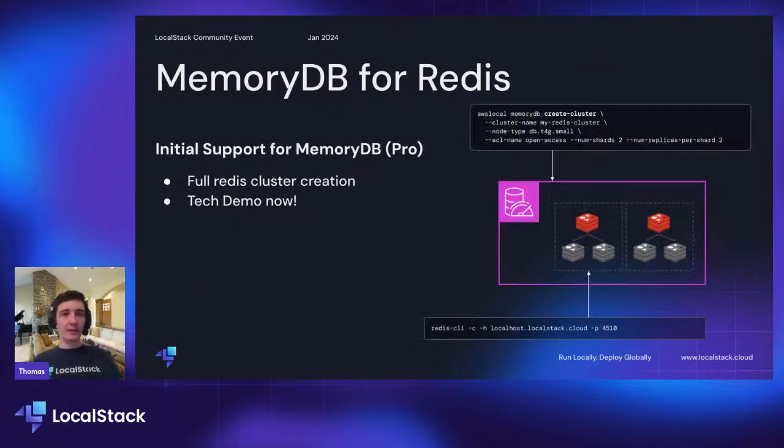And finally, one big new addition is MemoryDB for Redis. So we have initial support for MemoryDB. There is basic CRUD support for cluster security groups, all of that, and we have a full cluster creation emulation. So when you create clusters with multiple replication groups and shards, we will create a Redis cluster for you, configure it, and then you can use your Redis tooling to connect to that cluster completely transparently.